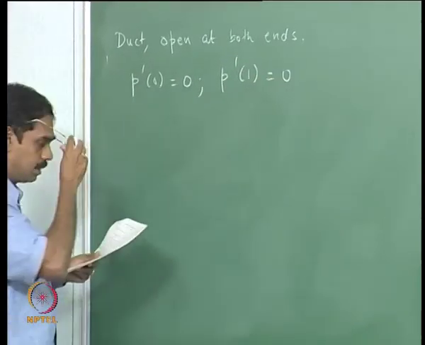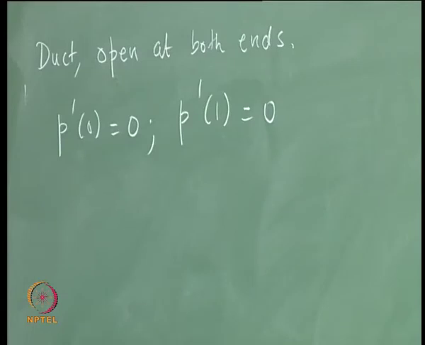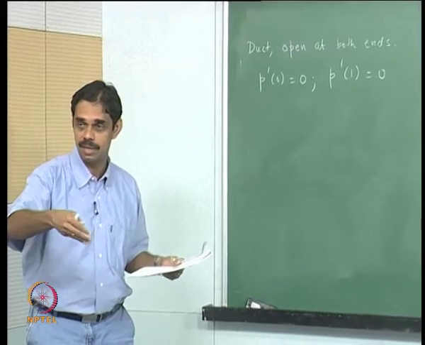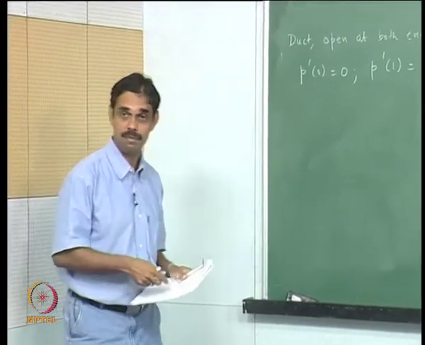So I have non-dimensionalized the equations and the distances. The length of the tube, x, is non-dimensionalized by the length of the tube. So the end of the tube is L divided by L, which is 1.